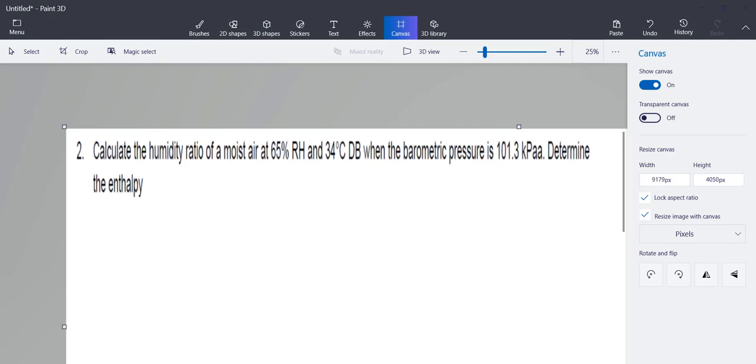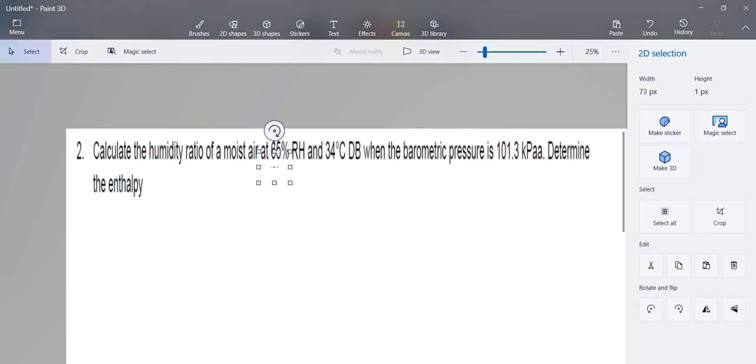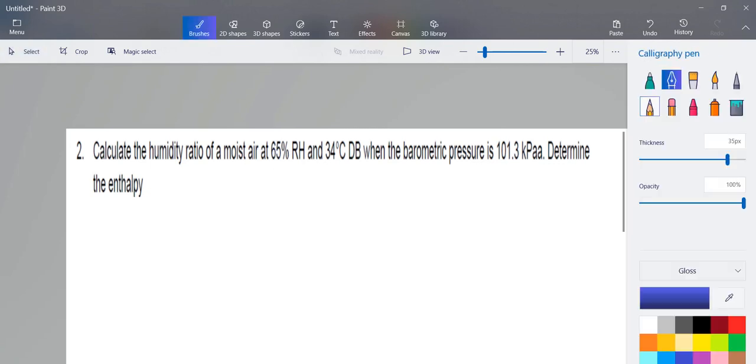So for the number 2 question, calculate the humidity ratio of moist air at 65 percent relative humidity, 34 degrees Celsius dry bulb, when the barometric pressure is 101.3 kPa. So determine the enthalpy.